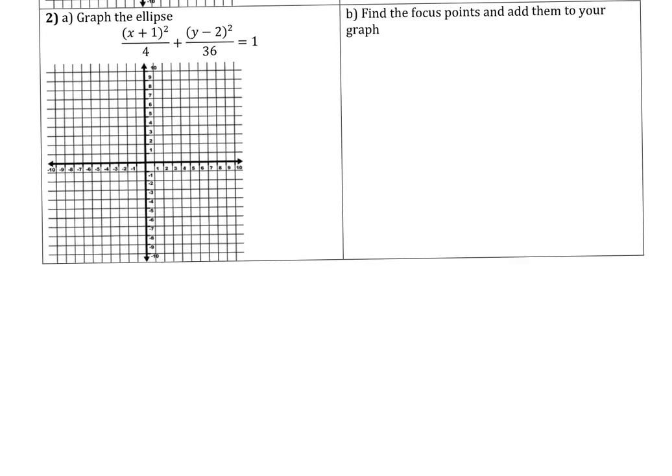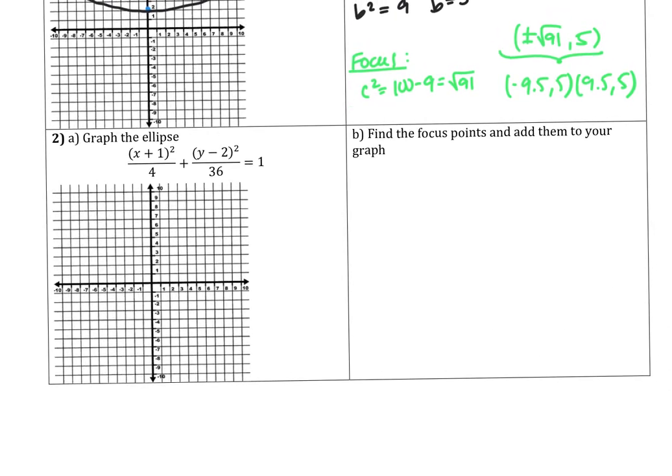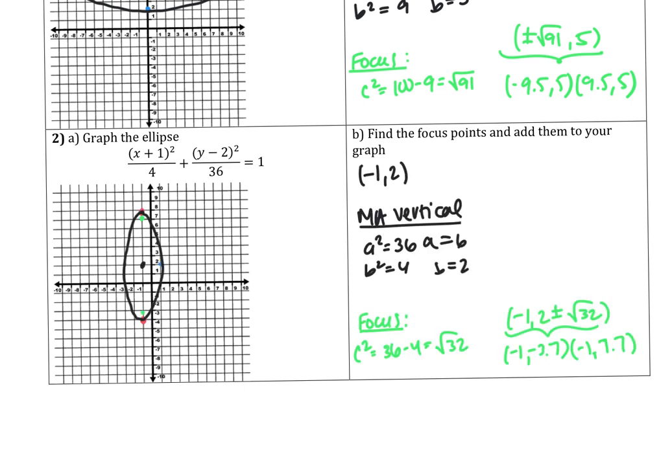All right, for the following problem, you try, go ahead and pause the video and then unpause to check and see if you got your answer correct. All right, as you can see, the a value is underneath y. That means we have a vertical major axis. A is equal to 6, b is equal to 2. Center is at -1, over 2 up. We move out 6 in the vertical direction to get the major axis. We go left and right 2 to get the minor axis.